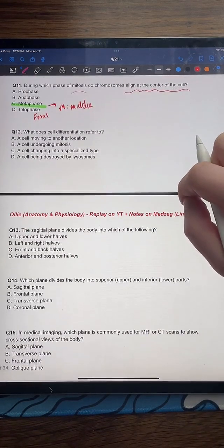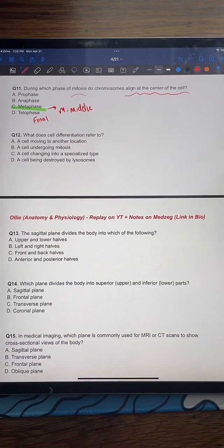Alrighty, moving on to number 12. What does cell differentiation refer to?